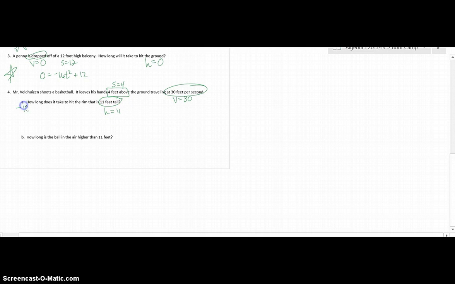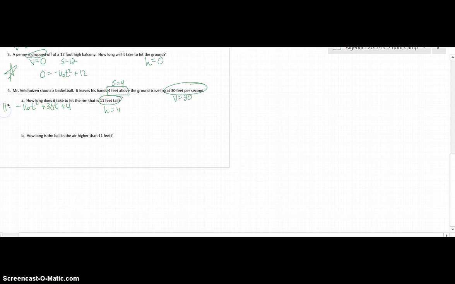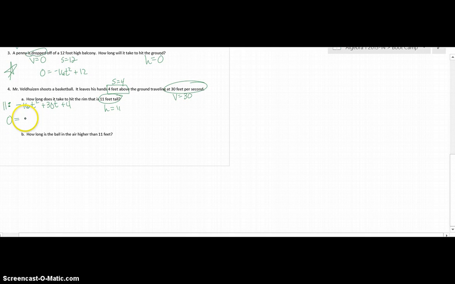So we've got negative 16t squared plus 30t plus 4. That's your starting height. Now your h is 11, so this is going to equal 11. Okay, before we can put this into our y equals, we have to get it set equal to 0, so we're going to subtract 11 from both sides. We get 0 equals negative 16t squared plus 30t minus 7. Okay, we're going to type this into our graphing calculator and find the x-intercepts.